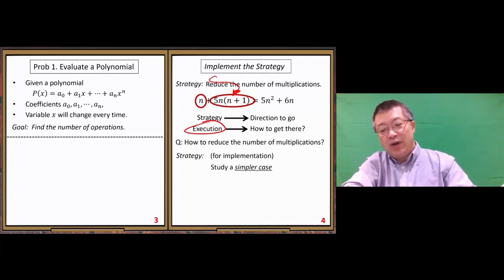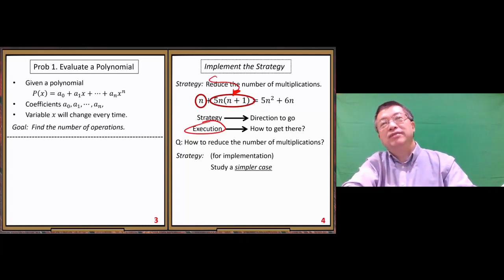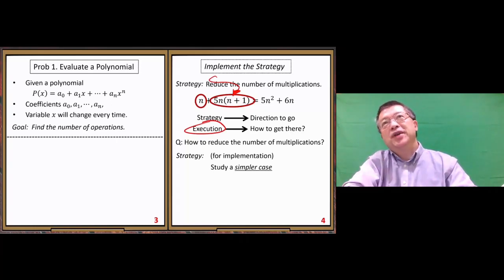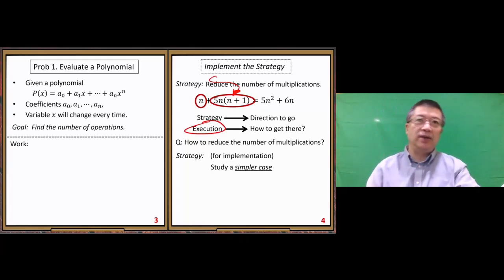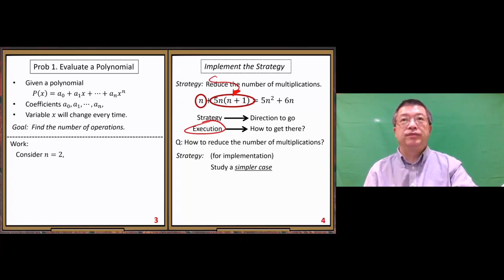So the one is study a simpler case. Remember, we tried simple examples, right? Similar, just different words, same meaning. Study a simpler case. So you can see this strategy is very useful. Although very simple, people may not pay attention to it, but it is extremely useful. All right, now let's do the work. Simpler case, let us consider n equals 2. That is a very simple case, right?